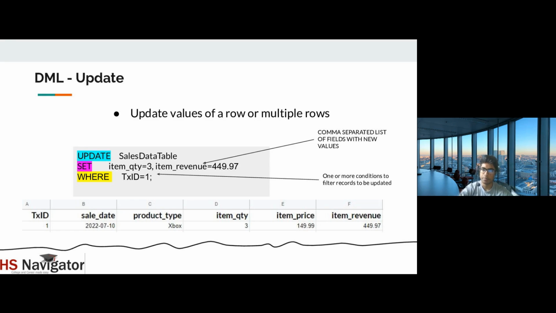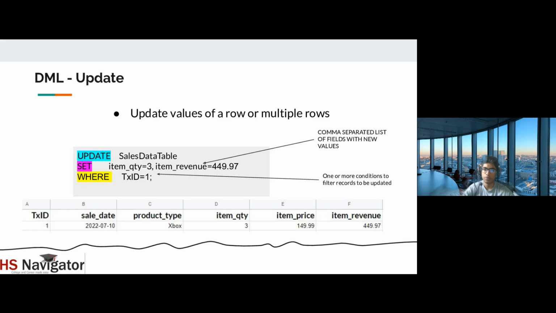Next, we'll be looking at update. We can update the value of a row or multiple rows. So we can write update sales data table, which once again selects the table that we're looking at. And then what we want to do is written in here, set item quantity equals 3. So we'll be making the item quantity equal to 3, and we'll be making the item revenue equal to 449.97.